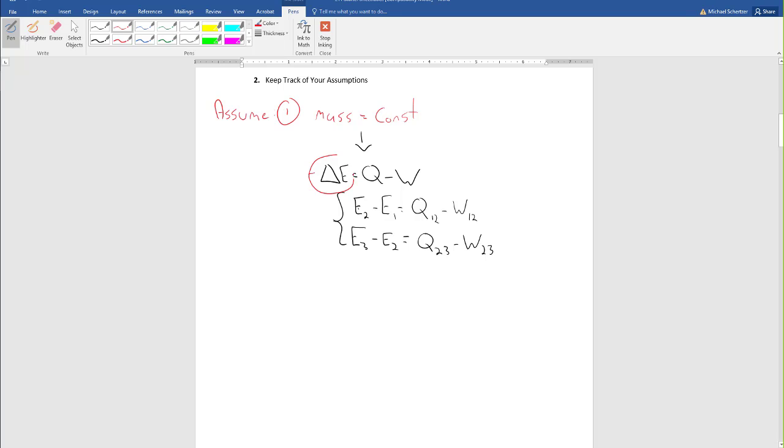There's this half where we ask the question, what's the fluid? That gives us something about delta E. There's the W part where we ask, what's the pressure volume relationship? So what's P as a function of V? And then usually we'll use the first law to find Q.